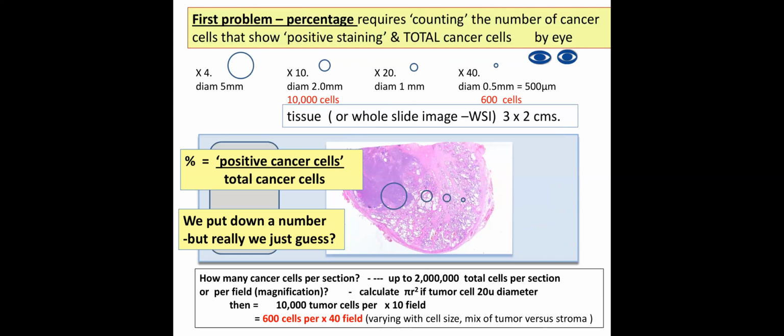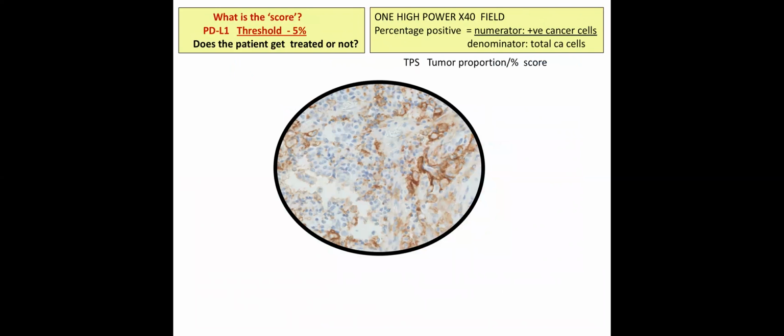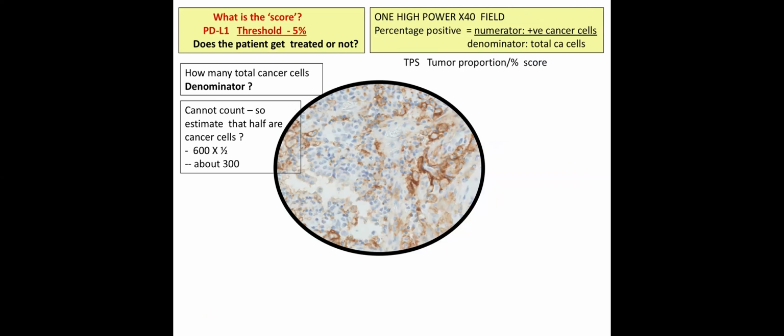But my contention is that AI and whole slide imaging can make us better. So let's look at one specific advantage example. If the threshold here is 5%, is this patient going to get treatment or not? One high power field, we're going to do a tumor proportion or percentage score. So we need to know how many cancer cells are present. That's the denominator. We can't count them all in this field. We could try, but we really can't. So let's say about half the field is cancer, and let's say therefore it's about 300. So that's going to go below the line.